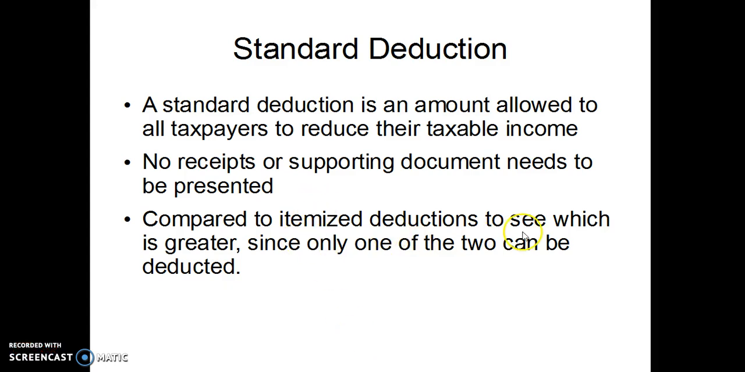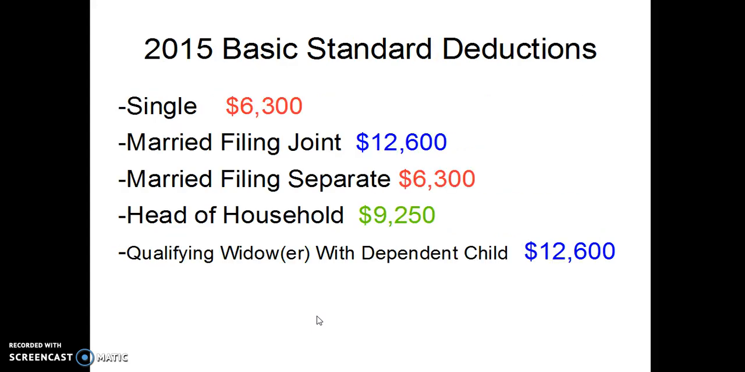So it's compared to the itemized deduction to see which is greater, since only one of the two can be deducted. So you can have either or, can't have both, either the standard deduction or the itemized deduction. So we looked at them before. For single, this is for 2015. These numbers change almost every single year, so don't pay attention to the numbers. Just know the way it works.